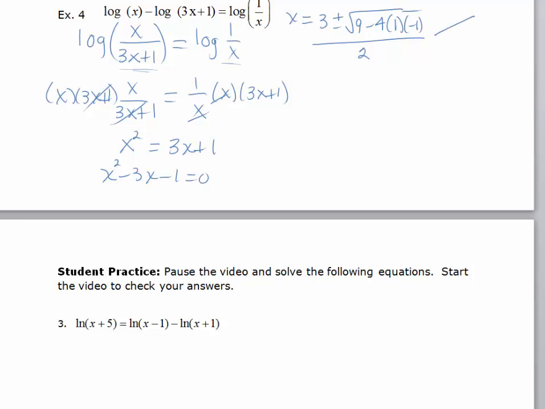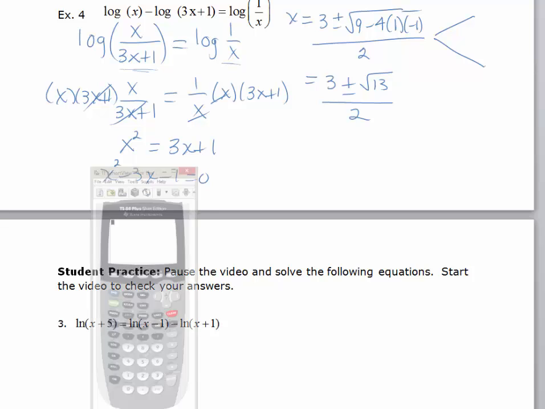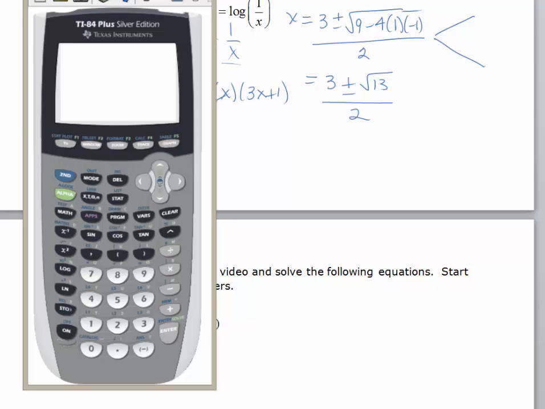There are two values that I'm going to get out of this. I like to simplify before I put it in my calculator, so it's going to be 3 plus or minus the square root of 9 plus 4, which is 13, over 2. Now let's type this in our calculator to get our approximate answer, rounded to the nearest tenth. When I evaluate a fraction like this, I just evaluate the numerator, so 3 plus the square root of 13, and I hit enter. Then I divide by the denominator, which is 2.